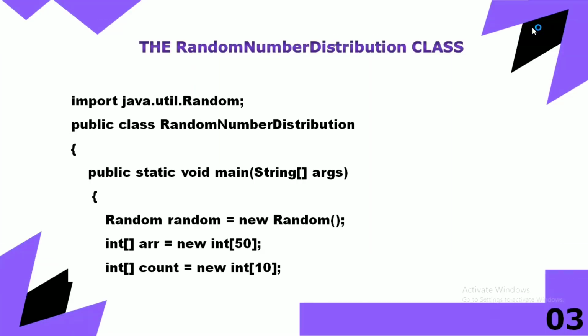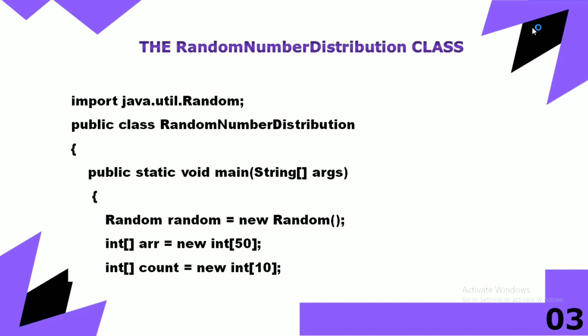First, we import the java.util package to use the Random class. Then we define a class named RandomNumberDistribution and declare its main method, which serves as the entry point for the program. Inside the main method, we create a new instance of the Random class called random. This instance will help us generate random numbers.